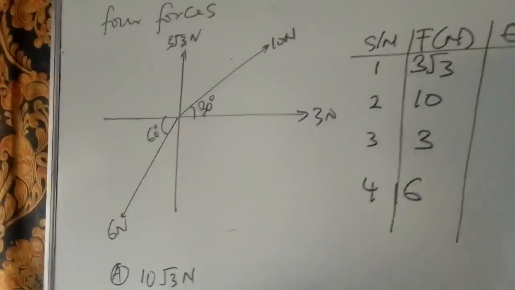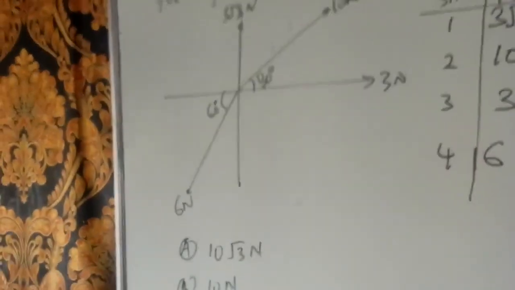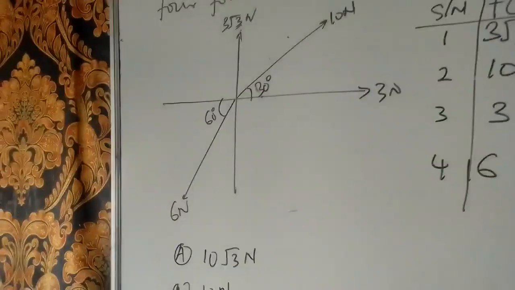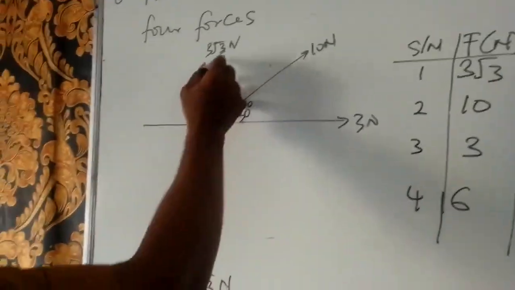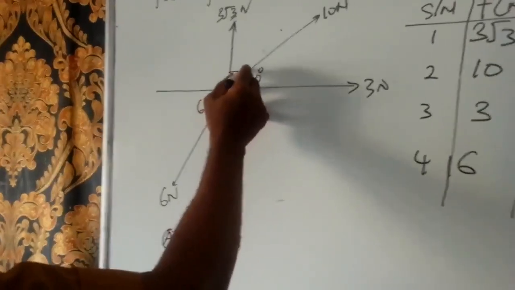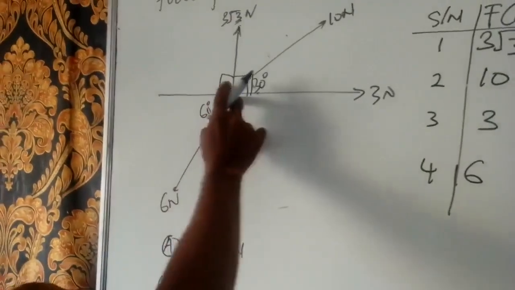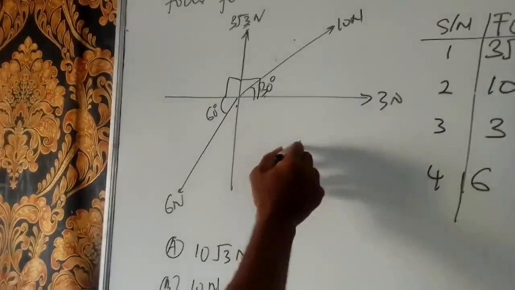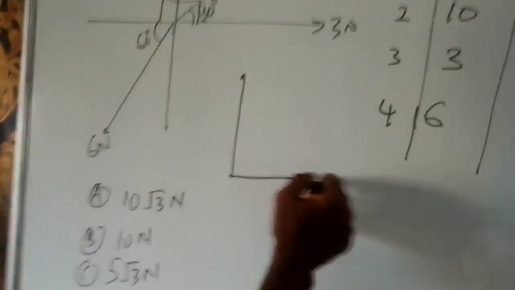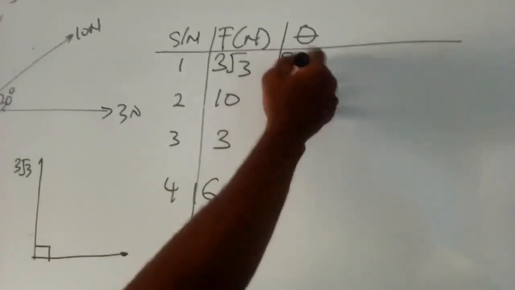The angle between each force, or the line of the force, makes with the horizontal. Now for the 3 root 3 Newton force, the one pointing vertically upwards, the angle from here to the horizontal is 90 degrees. Because when the vertical line meets the horizontal line, the angle made is 90 degrees. So our theta is 90 degrees for this.